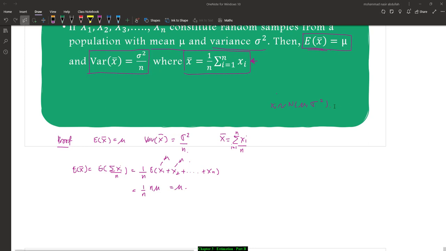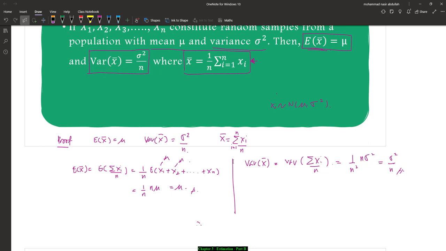So we prove the first part of the theorem introduction. Now let's look at the variance of x bar, which should be equal to the variance of the summation of xi divided by n. So we take out the constant, which should be 1 over n square, and the variance is sigma square. So the summation of sigma square n times should be n sigma square, so this one should be sigma square over n. So we already proved the theorem introduction.